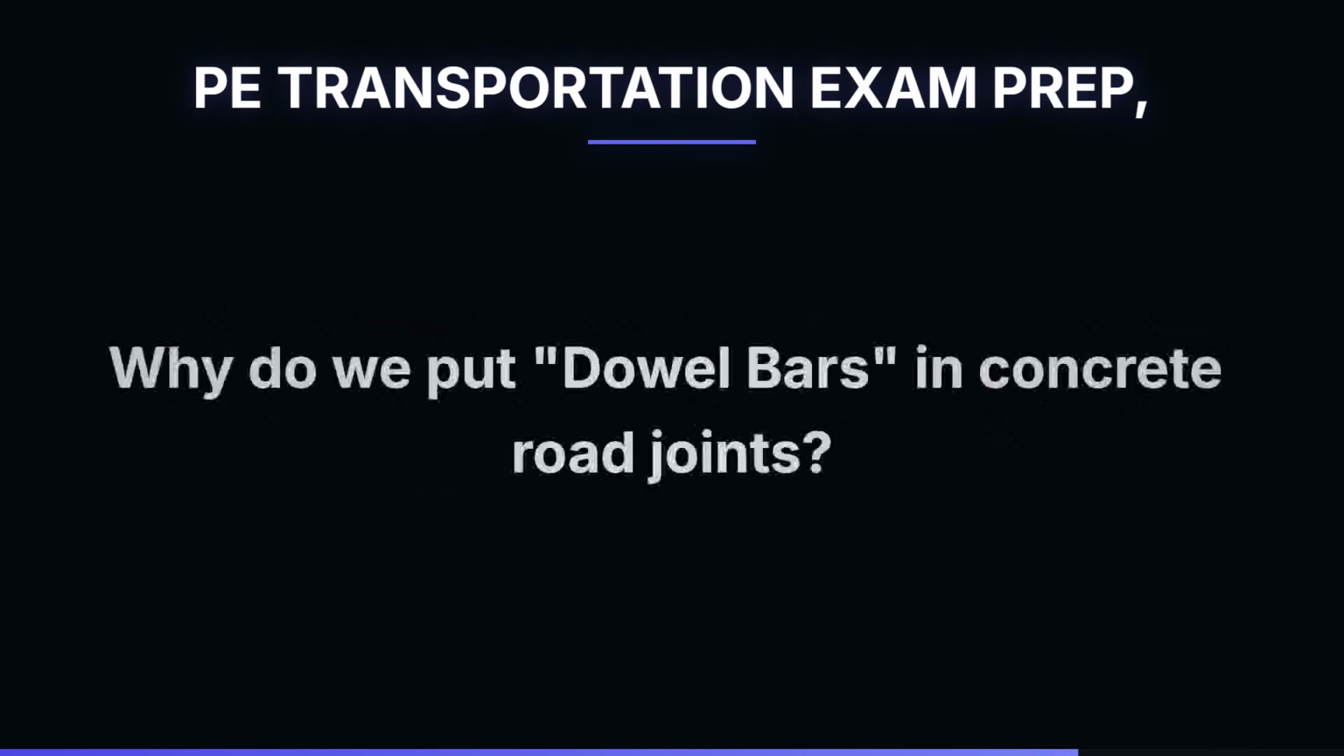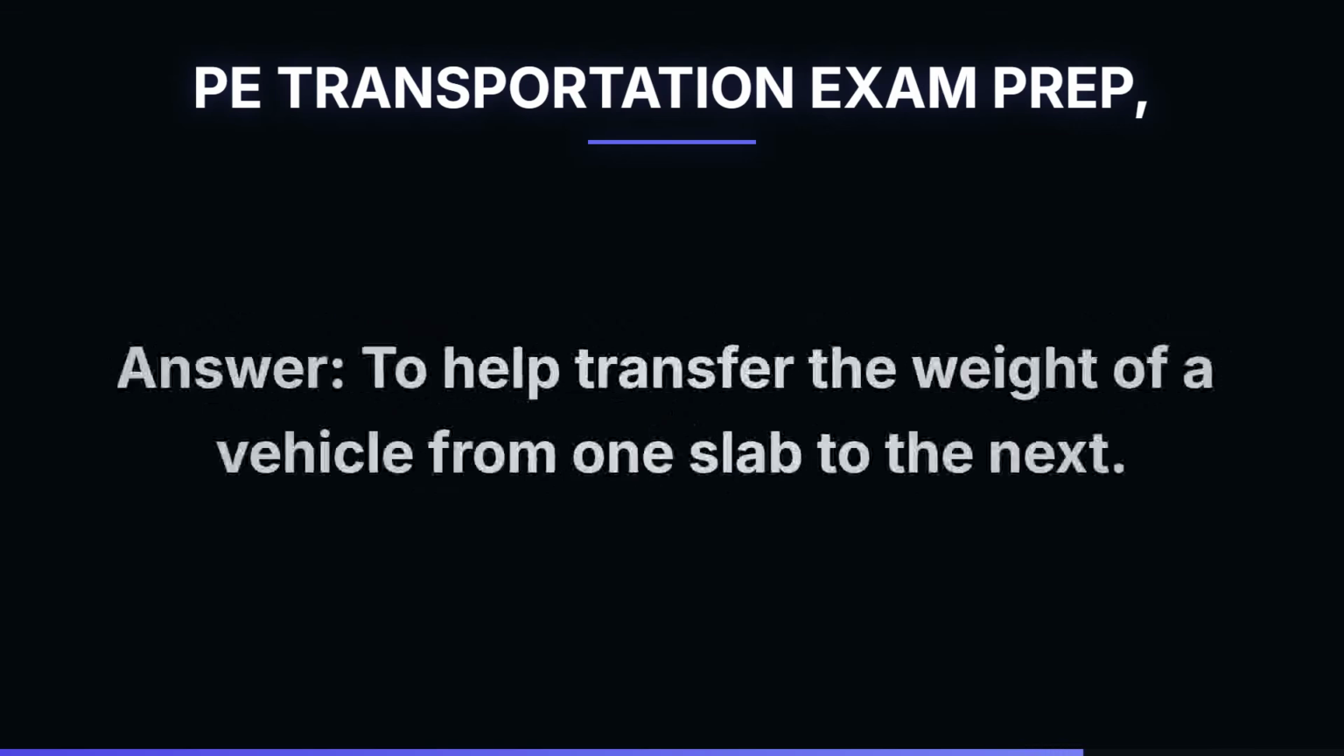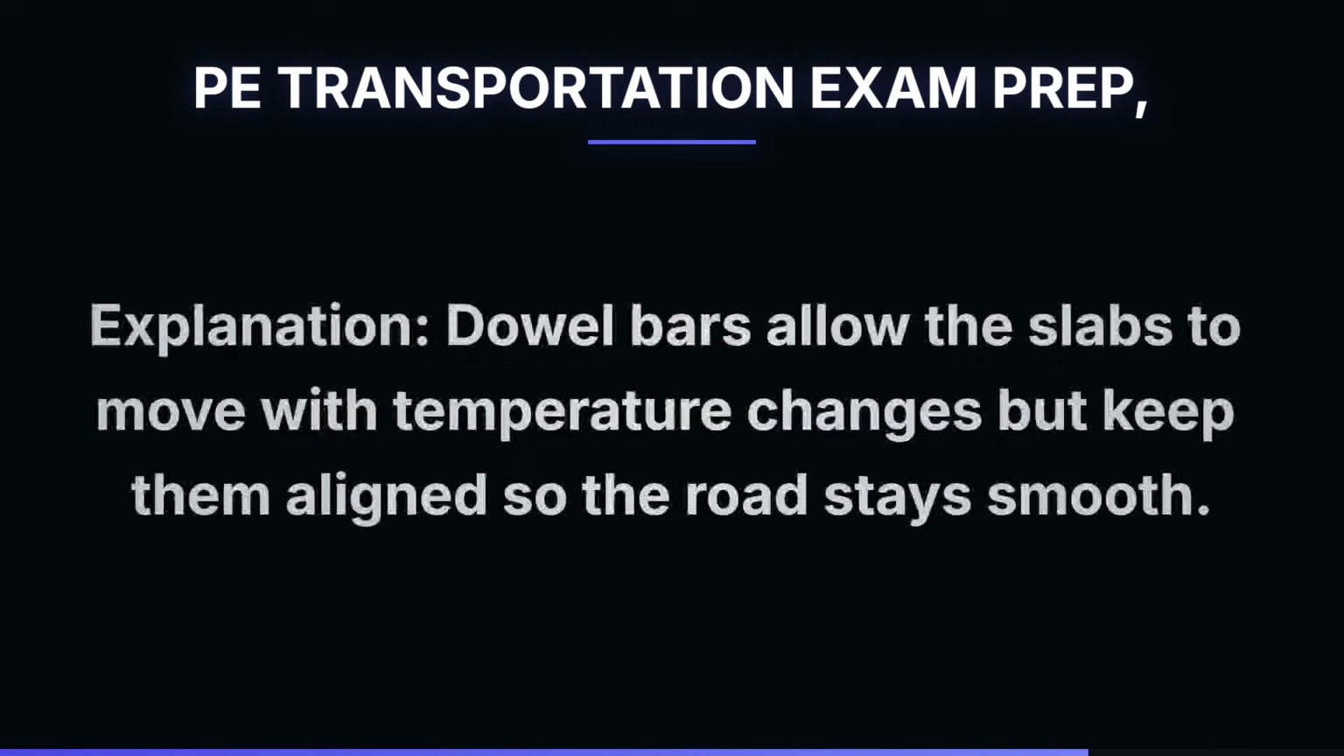3. Why do we put dowel bars in concrete road joints? Answer: to help transfer the weight of a vehicle from one slab to the next. Explanation: dowel bars allow the slabs to move with temperature changes but keep them aligned so the road stays smooth.